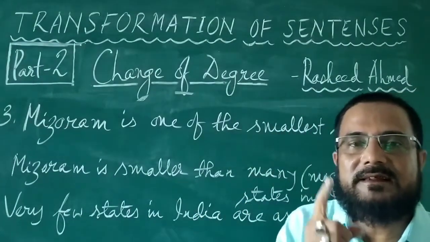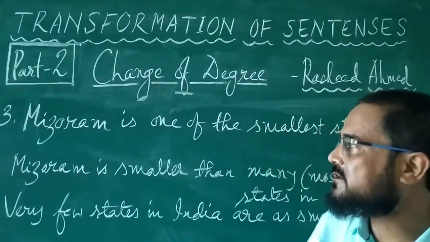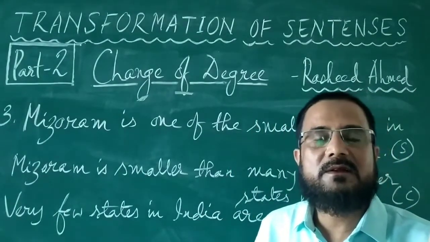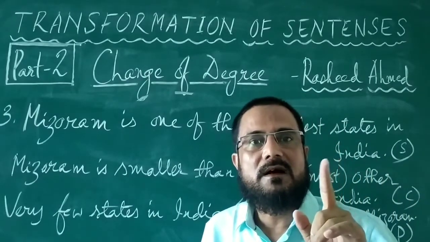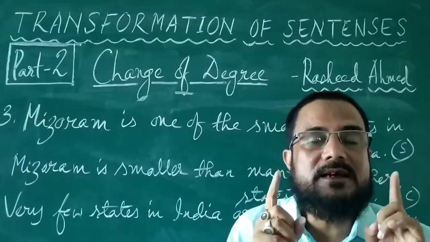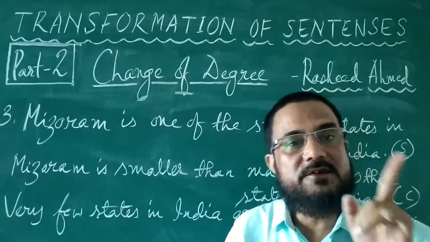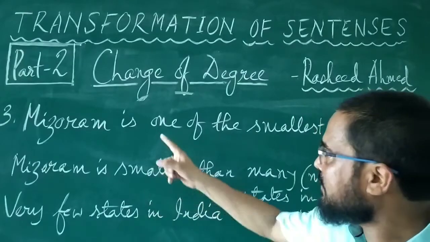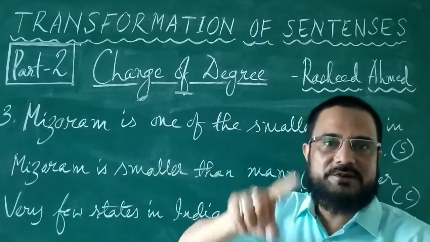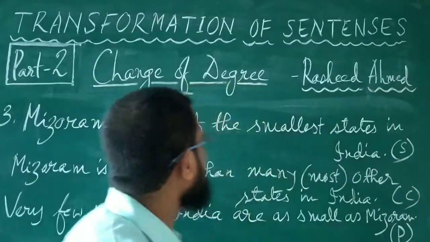What is the similarity? The first sentence in number 1 and the first sentence in number 2 are similar. In the first one it was Goa is the smallest state in India. Then in the second one, February is the smallest month of the year. Mizoram is not the smallest. Goa is the smallest. February is the smallest. But here Mizoram is not the smallest. What is it? Mizoram is one of the smallest.